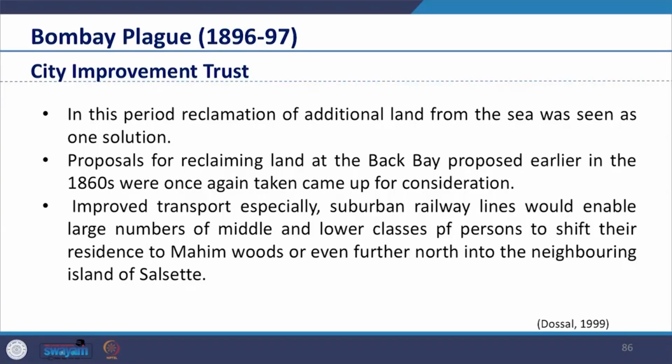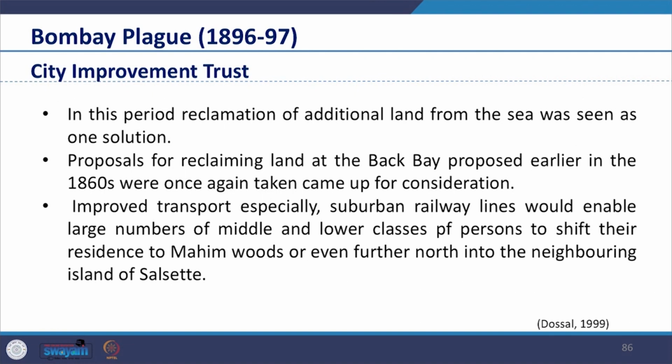The focus in 1907-8 was to plan in a coordinated manner, taking into account the needs of the city for the next 20 years. So you can see how the long-term planning things are coming into picture here. In this period, reclamation of additional land from the sea was seen as one solution. Proposals for reclamation land at the Back Bay proposed earlier in 1860s were once again taken up for consideration.